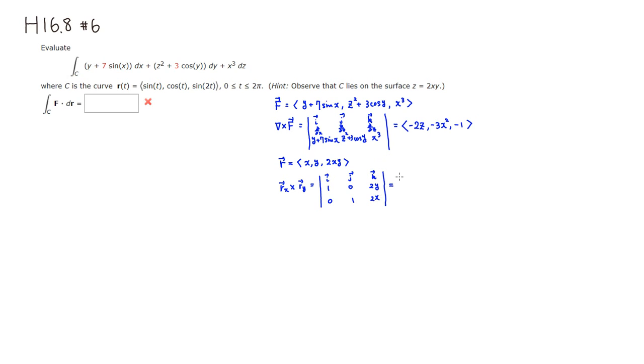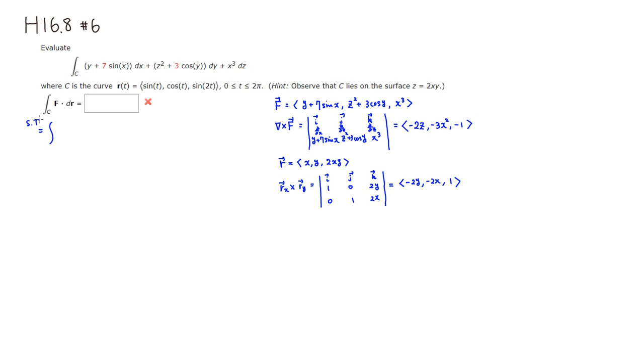So this is going to be equal to: first component is 0 minus 2y, so you have a negative 2y. This component would be 0 minus 2x, so it's negative 2x. And the last component is 1 minus 0, so it's going to be 1. So we have that.